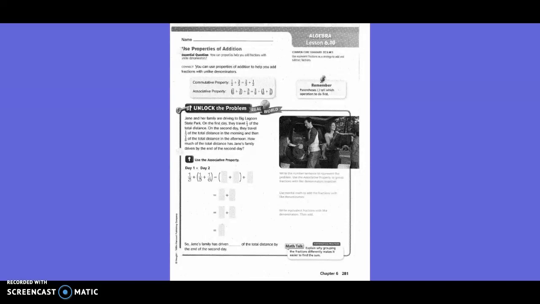Fifth grade, Chapter 6, Lesson 10. Use properties of addition. You can use properties of addition to help you add fractions with unlike denominators.